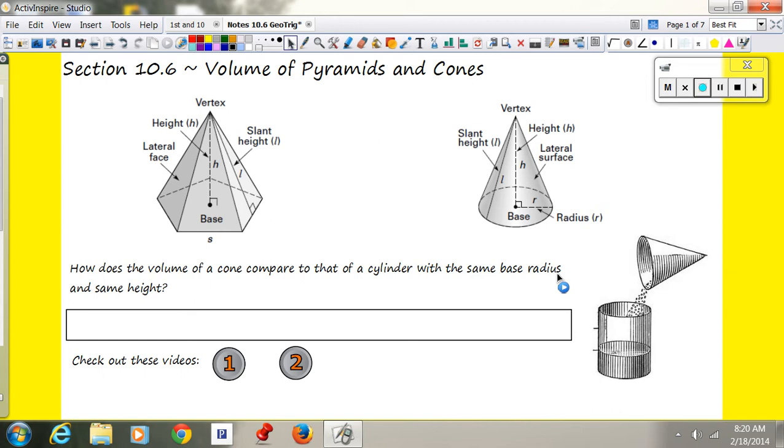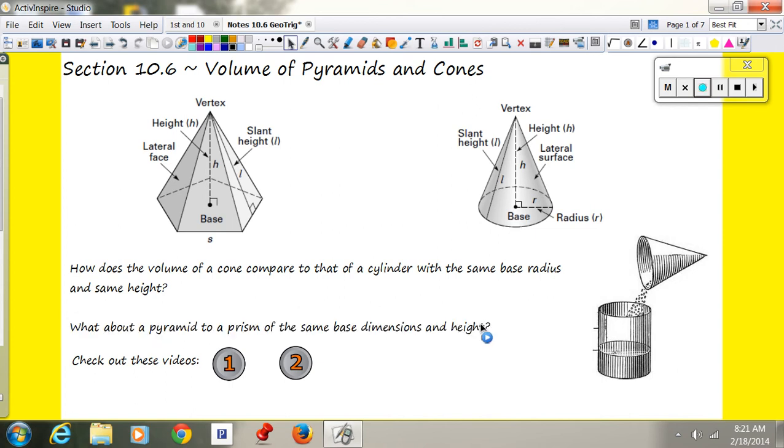We're going to talk about volume of both of these. So how does the volume of a cone compare to that of a cylinder with the same base radius and the same height? You want to write that down because we're going to take a look at that in a second. We're going to see what would happen if we had a cylinder that had the same circle base on the top and bottom and had the exact same H. And same thing for a pyramid. What if a pyramid had a prism that went straight up around it and had the same base on top and bottom? So we're going to see kind of what would happen.